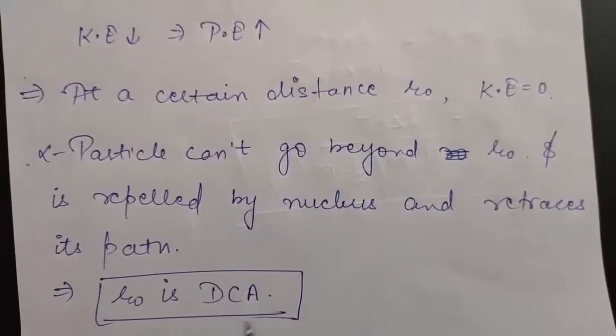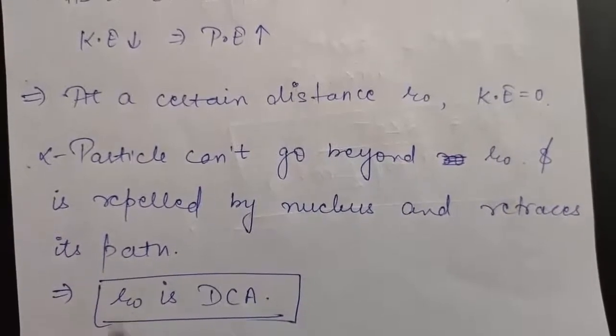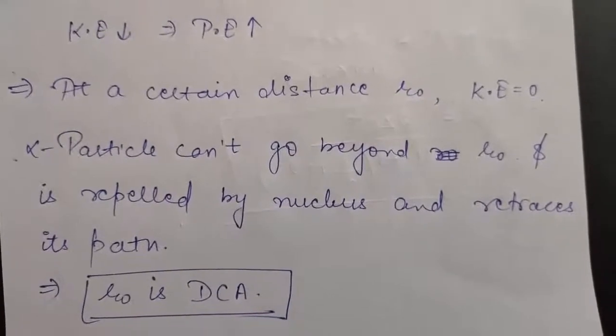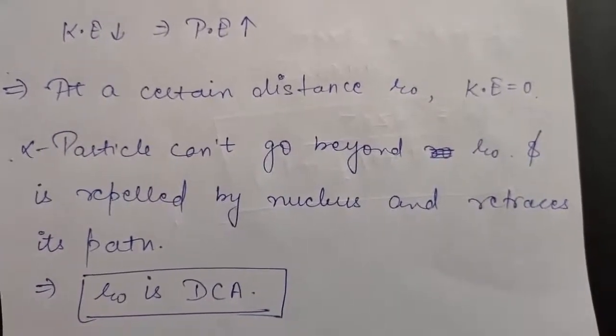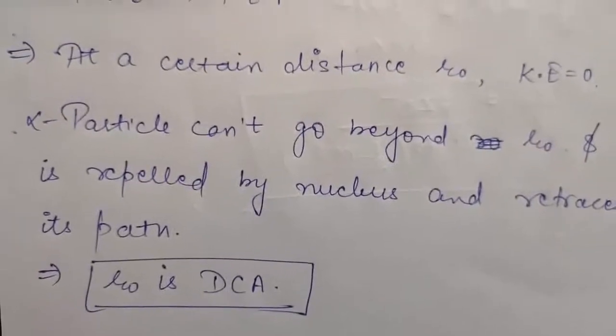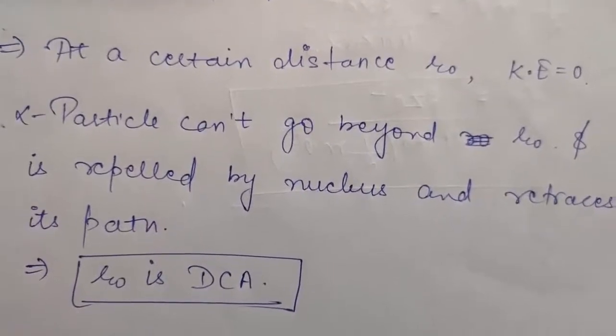Now we will be calculating an expression, or you can say a formula, for this r0, which is called the distance of closest approach. Before calculating that formula, let me tell you some of the assumptions which were made by Rutherford. There were 3 assumptions.